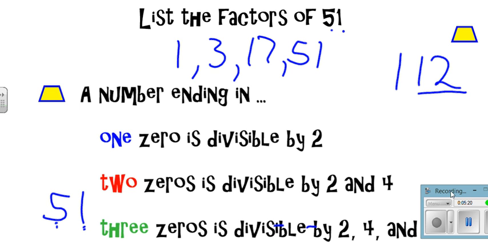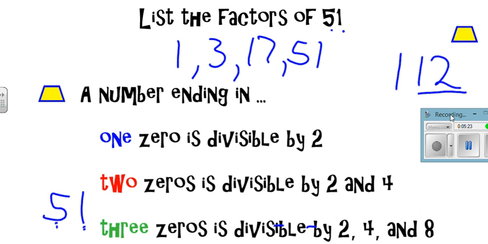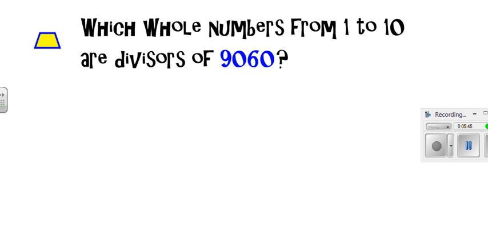But here's a couple other neat little tricks that we want to put into our memory banks. 2 zeros is divisible by 2 and 4. And 3 zeros is divisible by 2, 4, and 8. Right? So when we see those numbers, we're going to be able to apply them. All right, now that we got all this information, all these rules, all these great strategies, and they came at you real fast, but let's put them to use in this sample problem.